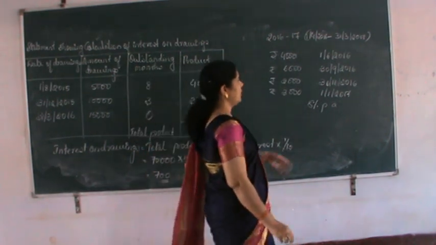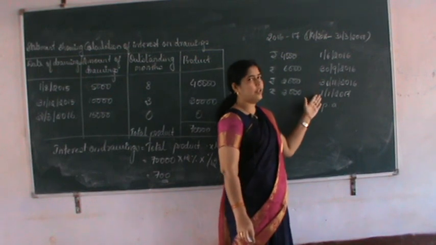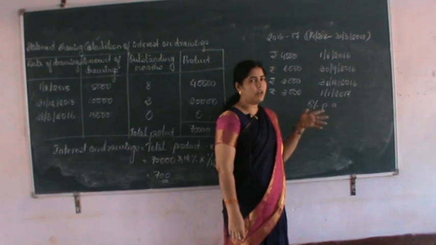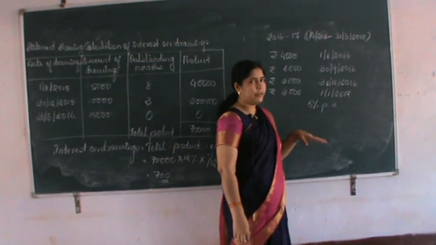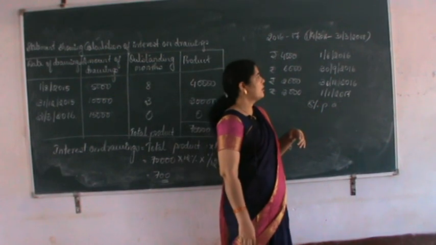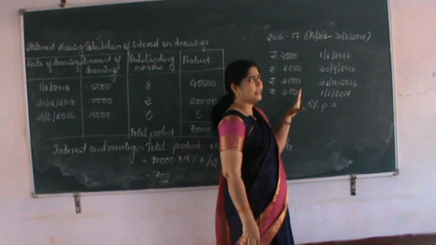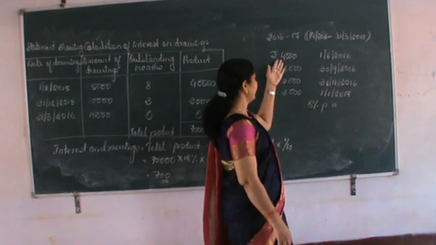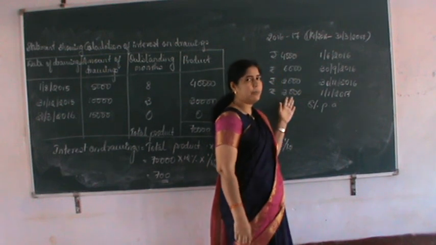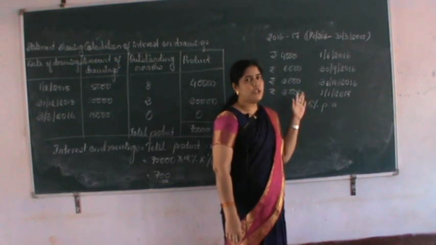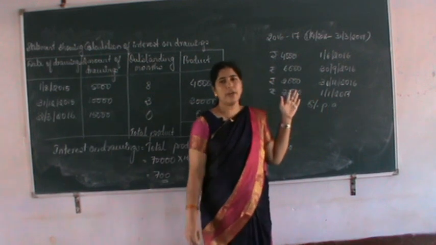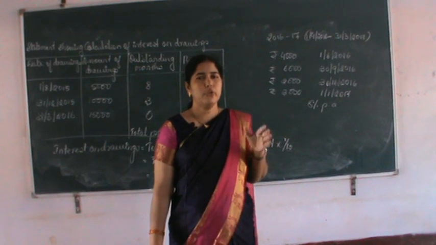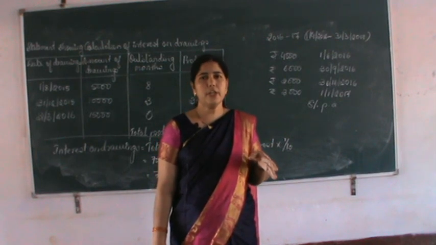See here, the drawings are taken on different dates. Here the drawings are not taken in the beginning of every month or end of every month or in the middle of every month. So spontaneously, randomly the drawings are taken here, and that too not of the same amount but of different amounts. So in this case you cannot apply the average period method or shortcut method. You have to go for the product method only.